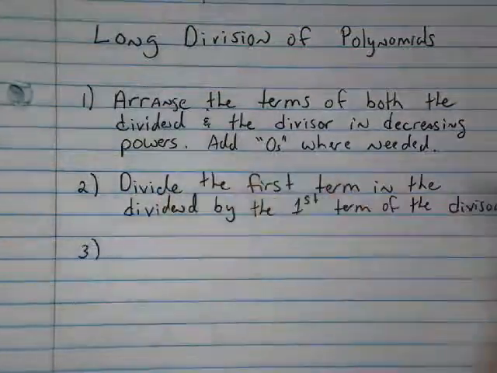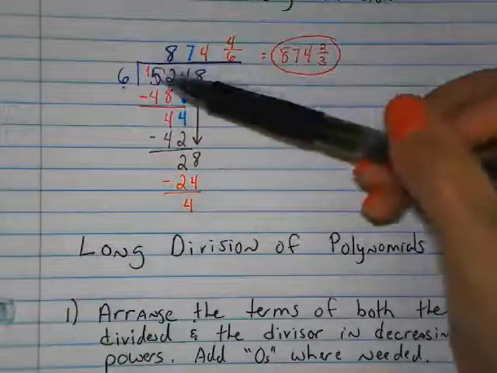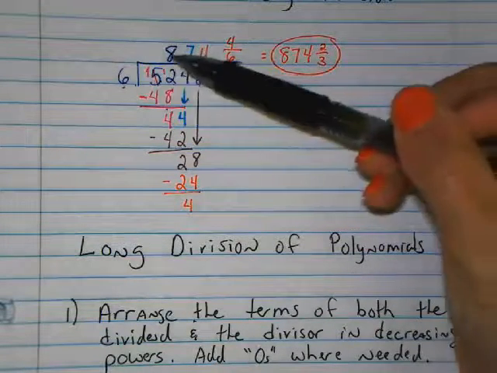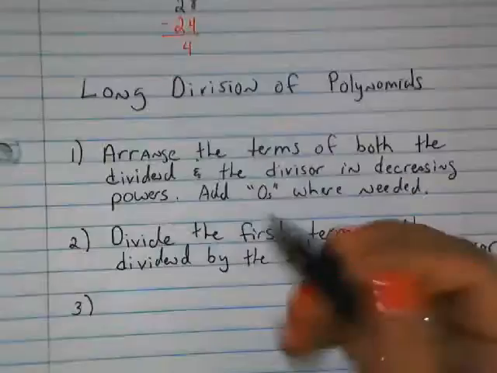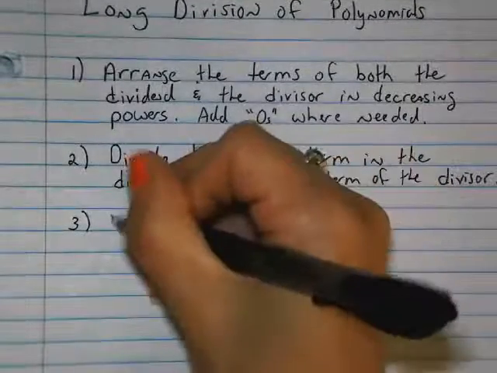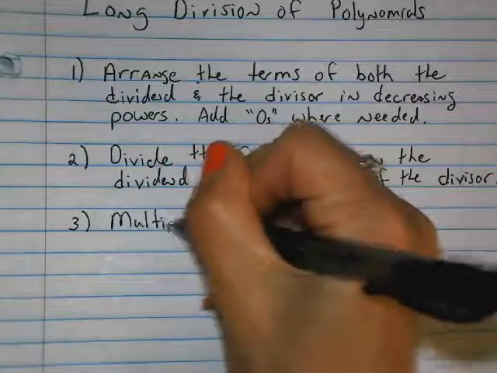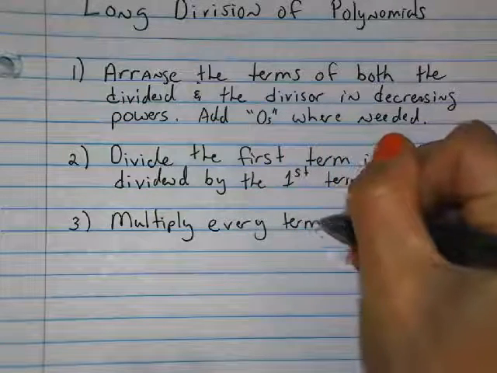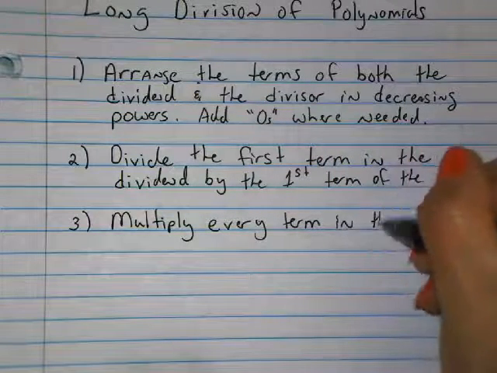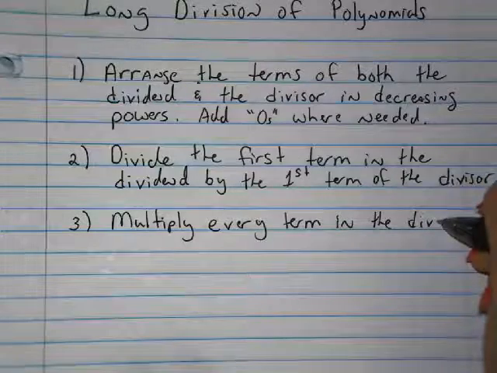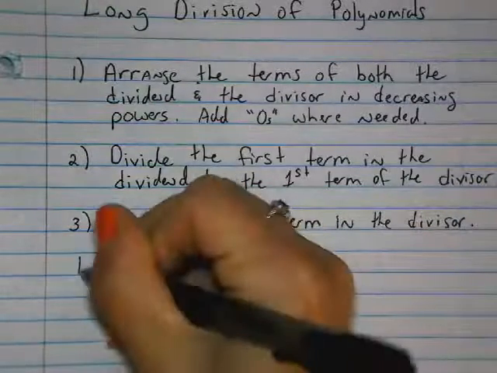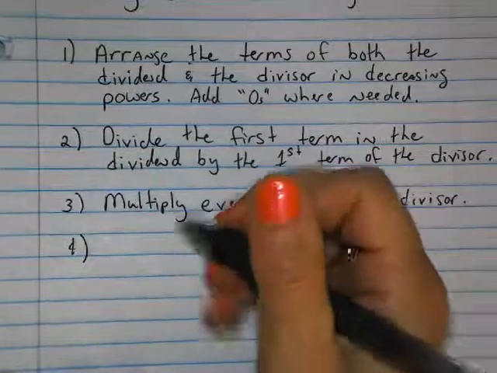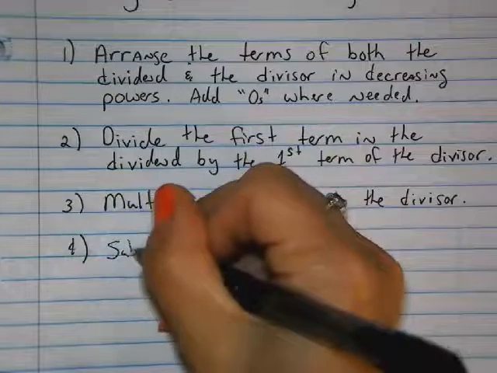Alright? Step 3. Think about what we did. So we've divided this term by 6, we got this. Then we multiplied. 6 times 8 and got 48. So then the next step I want you to do is multiply every term in the divisor. Then I want you to subtract.